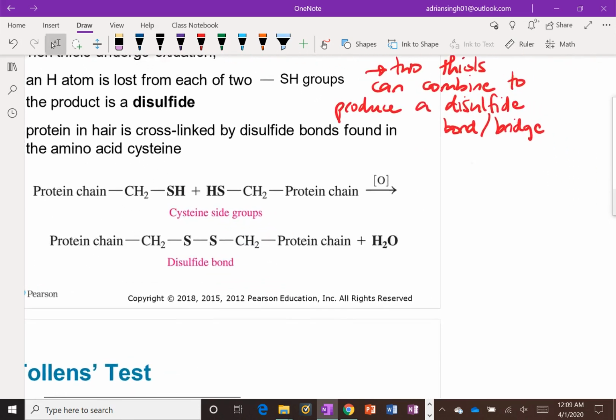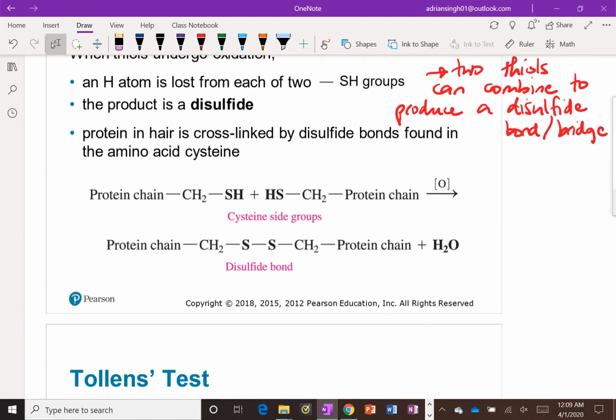So here we can see an example of where this occurs, and really where this happens a lot is in proteins. A lot of times in your hair, for instance, what keeps your hair in a particular shape are the disulfide bonds that you find in the hair proteins. And when you get your hair curled or straightened or styled, that's what you're actually doing. You're breaking these disulfide bonds, and then you're reforming them in a brand new shape.